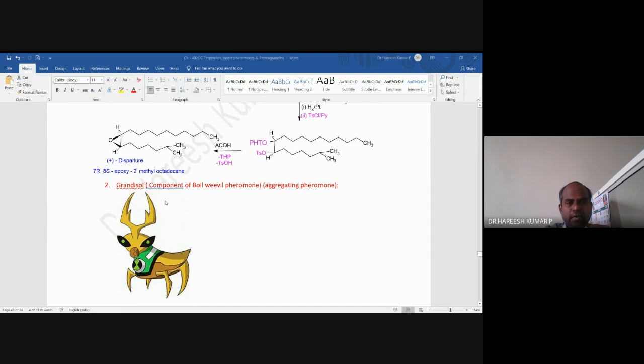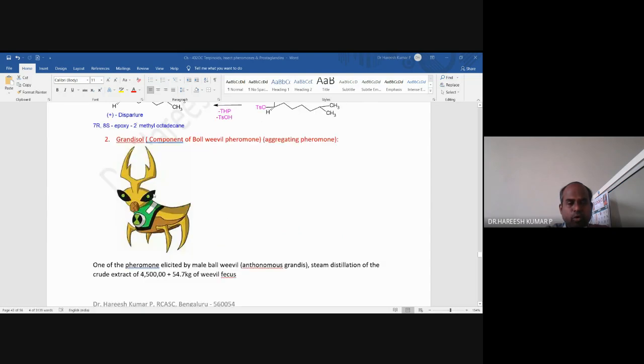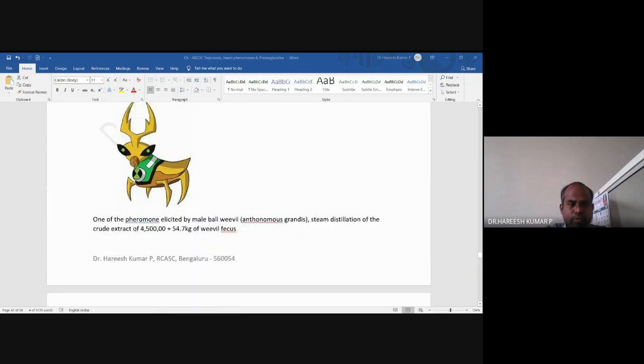So grandisol is a component of the boll weevil pheromone. This is the image of the boll weevil insect, and it belongs to the aggregating pheromones. It is one of the pheromones elicited by the male boll weevil, and this is the scientific name of the insect. Steam distillation of the crude extract gives this compound.